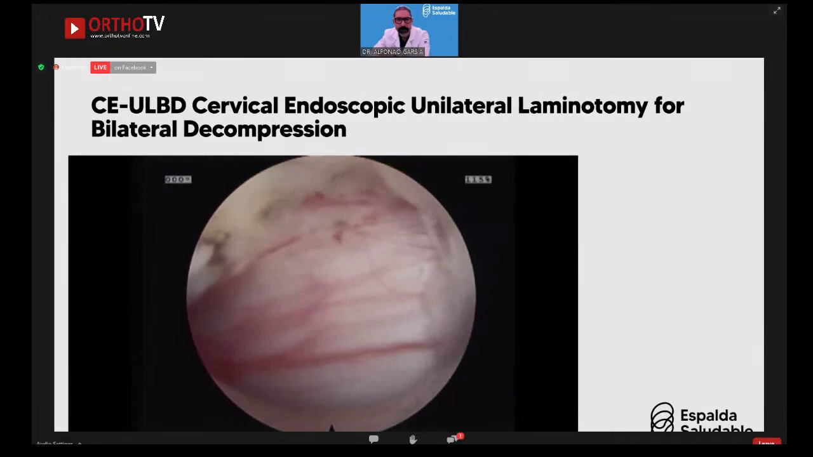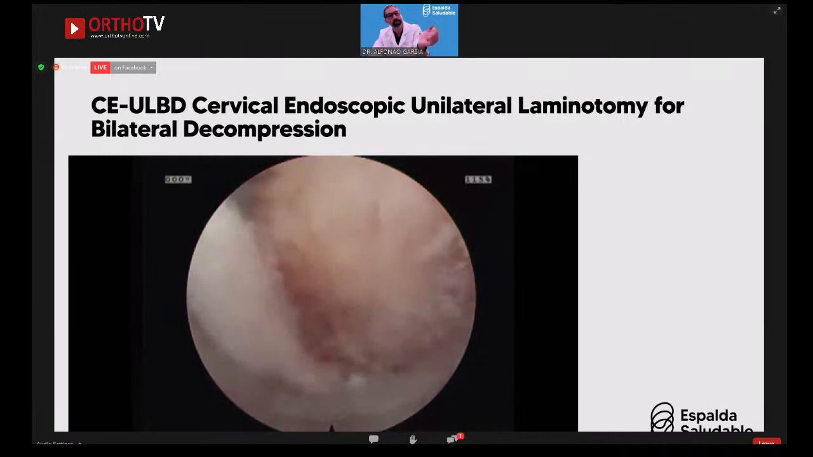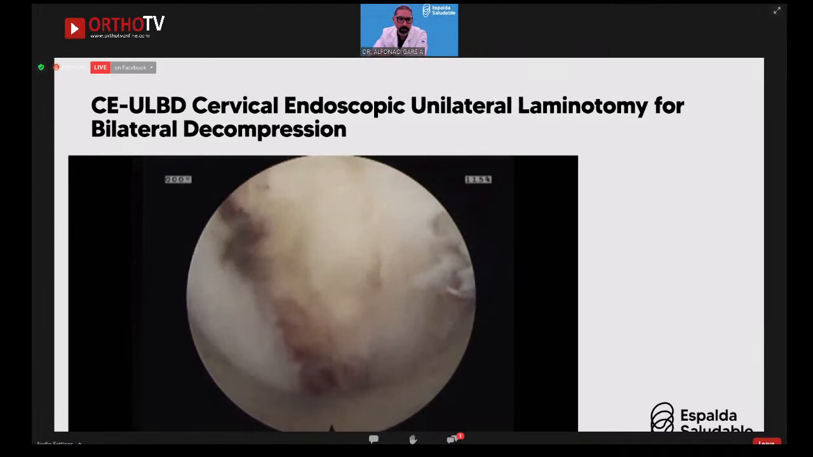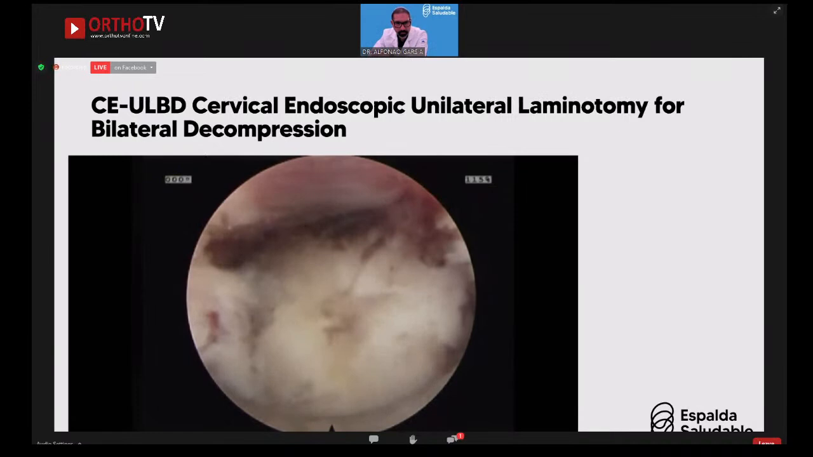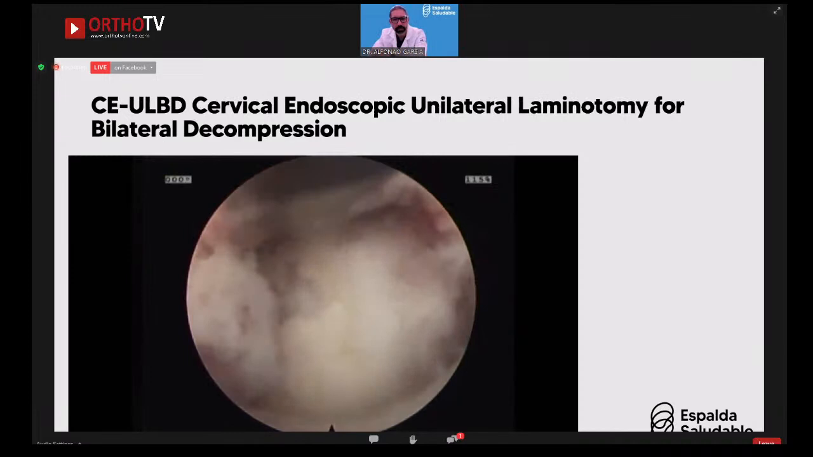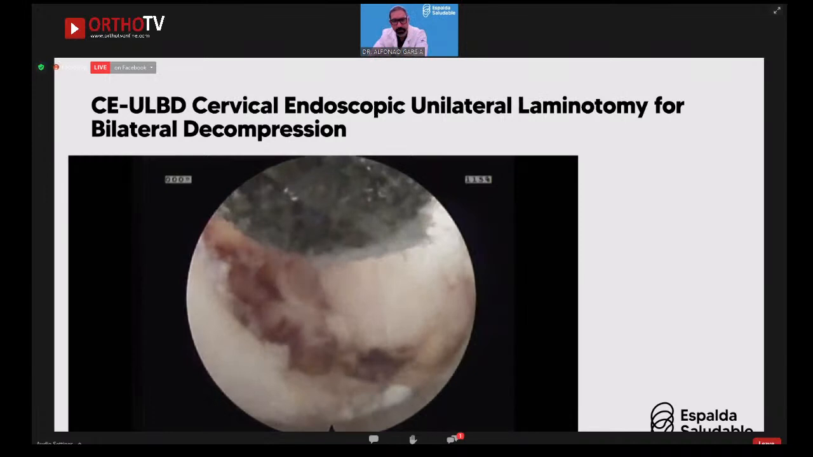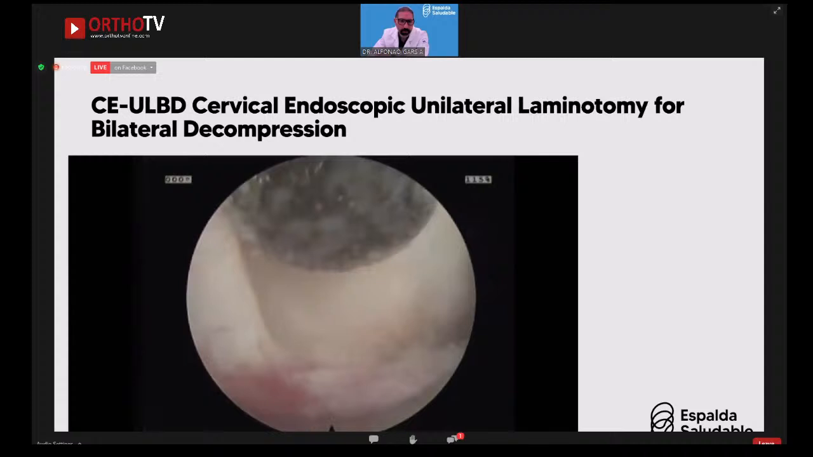Now I'm sliding. I'm not removing the scope. I'm just sliding on top of C4 and landing on C4, C5, V point. Same steps. Dissection early. Try to go to the contralateral side. I'm using the dissector right there. I'm not detaching the muscle. I'm just elevating. And I'm starting at the lower level of C4.